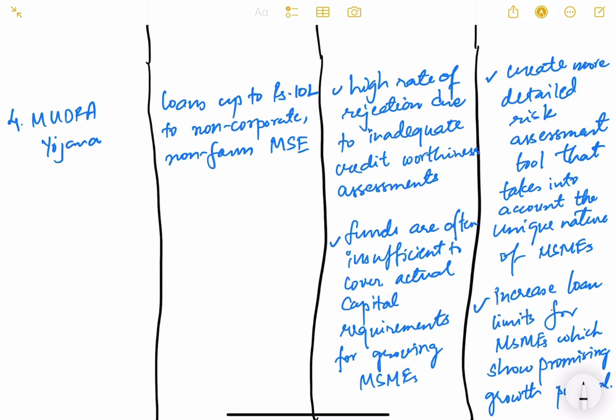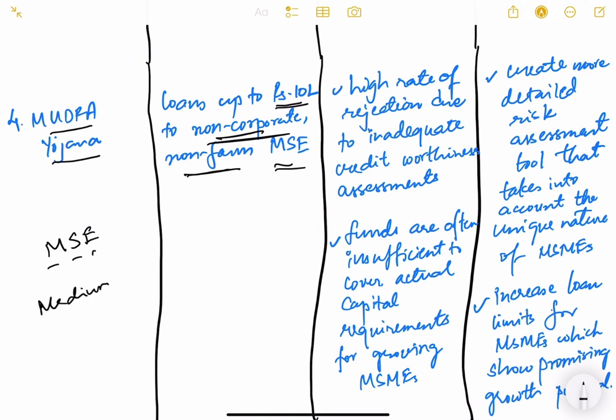Coming to the next scheme is the Mudra Yojana. It is a very famous Yojana. The objective of this scheme is to offer loans up to rupees 10 lakh to non-corporate, non-farm MSEs, that is, small and micro enterprises. You must notice one thing here, friends, that most of these schemes are for MSEs, which is micro and small enterprises, and not for medium enterprises.